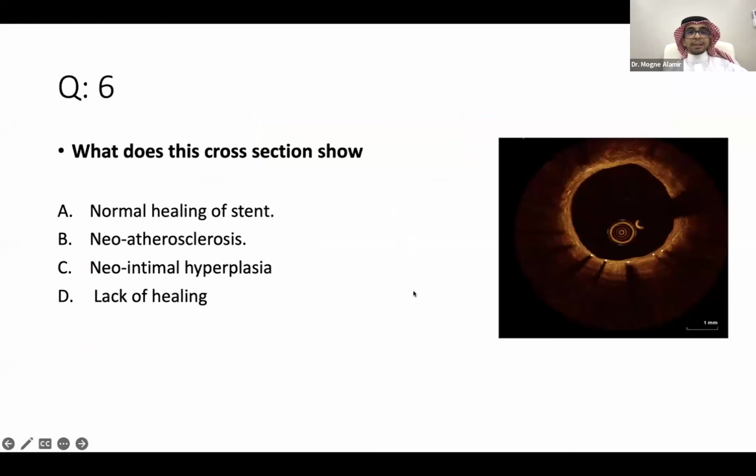Question number 6, what does this cross-section show? Can you show the poll question, please?